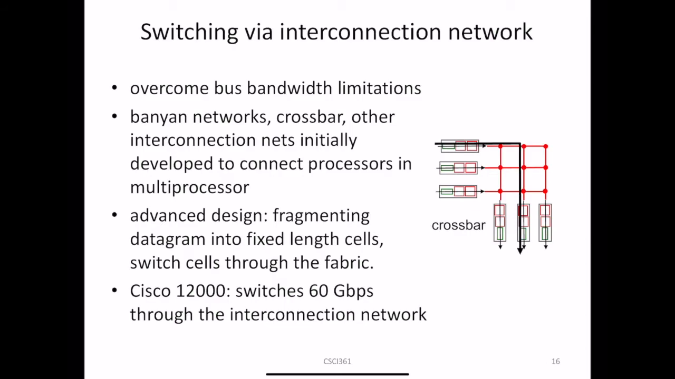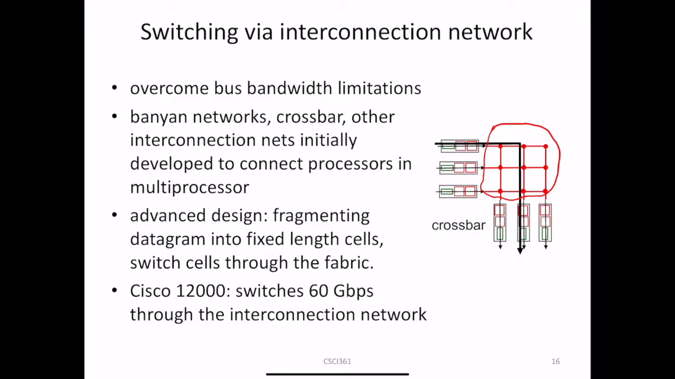Let's see the third type, which is switching through an interconnection network. This one can overcome the limitation of bus switching. First, let's see the switch fabric part of this version. Actually, it's here. We can see it. It's just like a mesh, or we call it an interconnection network. So why can it overcome the bus switching?